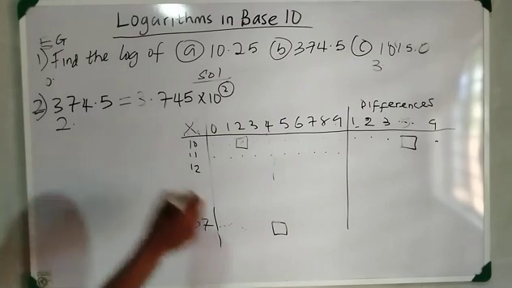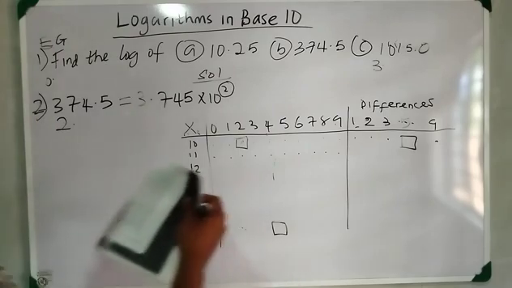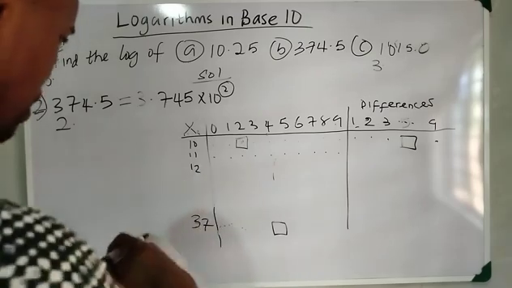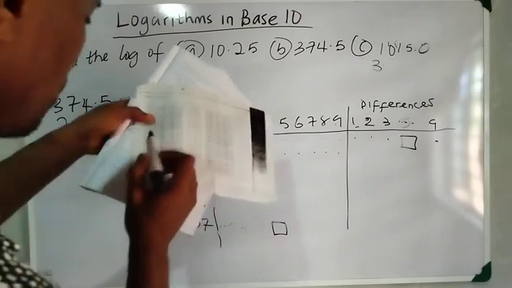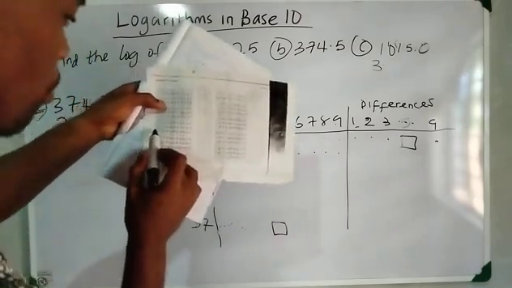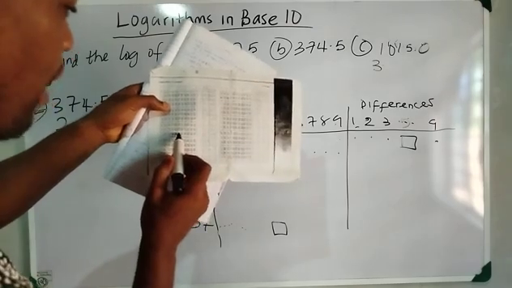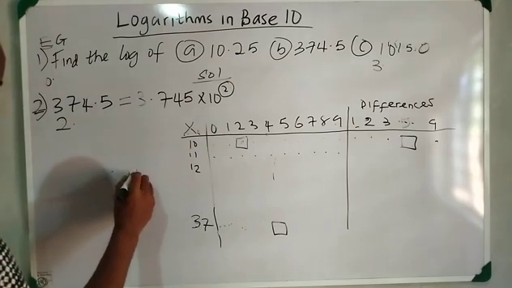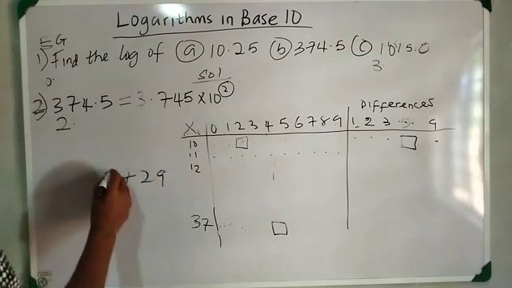So 37 under 4, if you check your logarithms table, as I am checking my logarithms table, when you start from 37 and you trace, this is where I have 37. When I trace under 4, I have 5729. So I'm going to write that somewhere first. 5729.